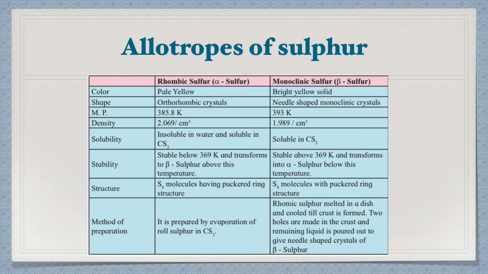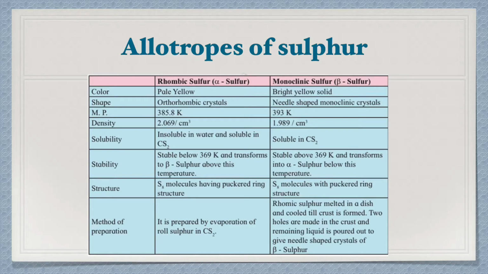Next one is the stability. Rhombic sulfur is stable below 369 Kelvin and transforms to beta sulfur above this temperature. So for monoclinic sulfur it will be what? It will be stable above 369 Kelvin and it will transform to alpha sulfur below this temperature. So please remember this temperature, 369 Kelvin. So it will be simple.